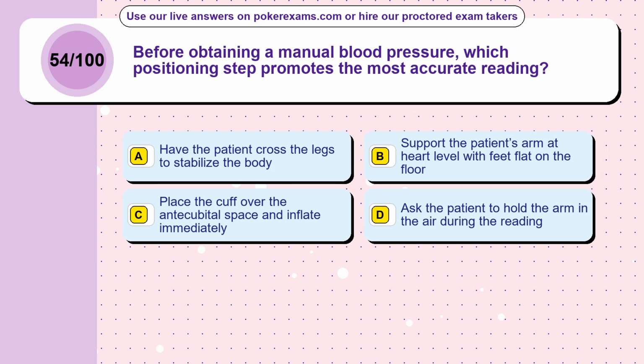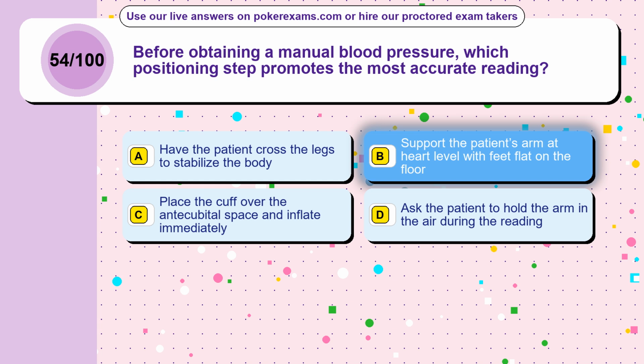Question 54. Before obtaining a manual blood pressure, which positioning step promotes the most accurate reading? Option A. Have the patient cross the legs to stabilize the body. Option B. Support the patient's arm at heart level with feet flat on the floor. Option C. Place the cuff over the antecubital space and inflate immediately. Option D. Ask the patient to hold the arm in the air during the reading. The correct answer is option B.